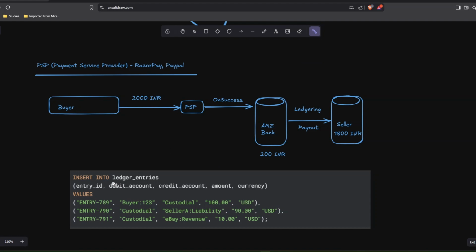So you see this ledger entry is something that we are going to have a table. Okay. So this table has an entry ID. Entry is nothing but any incremental ID you can think. So there is a debit account and there is a credit account. So at first you see the buyer.